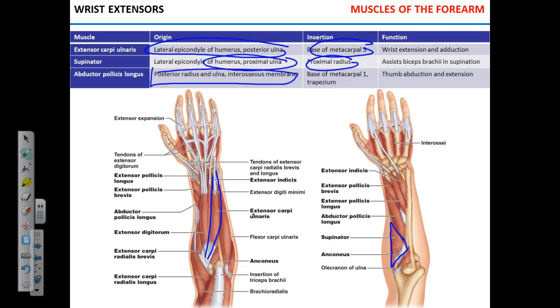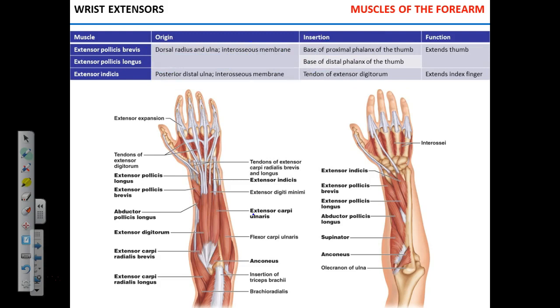Abductor pollicis longus. Abduction of the thumb. So this is the abductor pollicis longus. It's distal, right here, number 15. Oh no, 23. Sorry, I mixed up the number. 23 here. That's abductor pollicis longus. Now we're going to talk about individual muscles that regulate movement of the fingers.